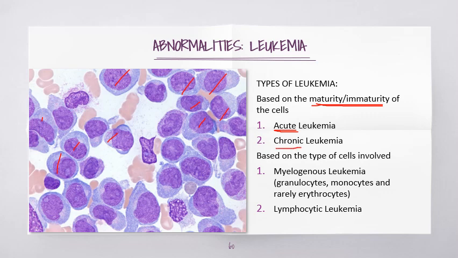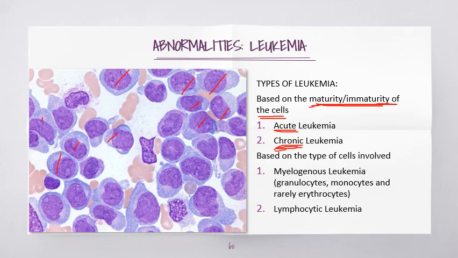When you say chronic leukemia, it means the majority of the circulating cells, or the majority of the abnormal cells, are mature. Okay, it is not based on the duration of the symptoms, but it is based on the maturity or immaturity of cells. Okay?